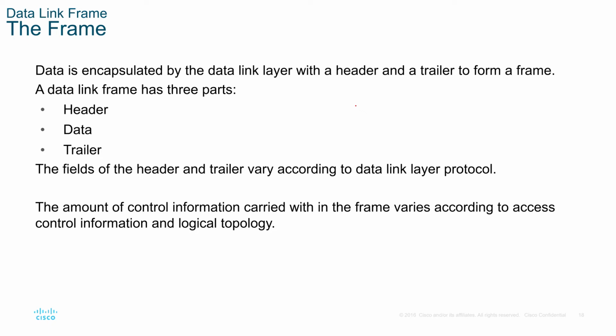Depending upon the technology that we use, the amount of control information carried within the frame varies according to access control information and logical topology. The first packet in a communication stream going point to point may have all the information. Packets following that, or frames following that, do not need all the information that the original frame had. We can therefore speed up the transmission of data by eliminating some of that overhead.